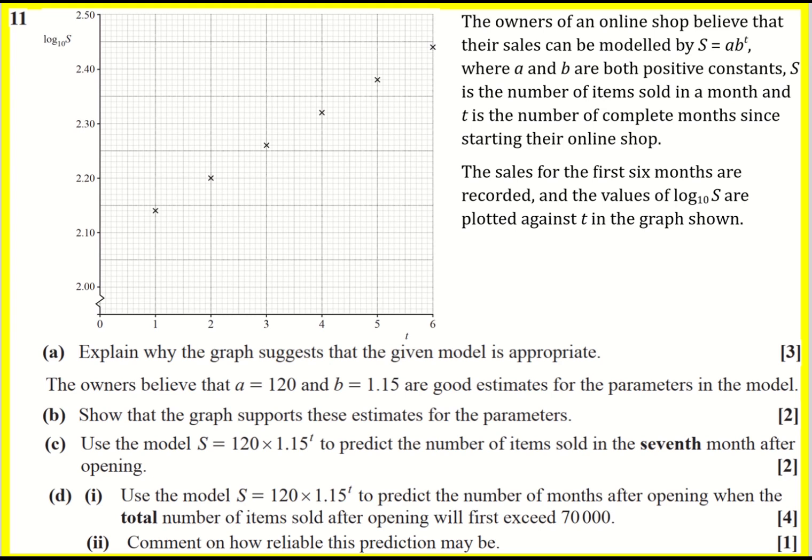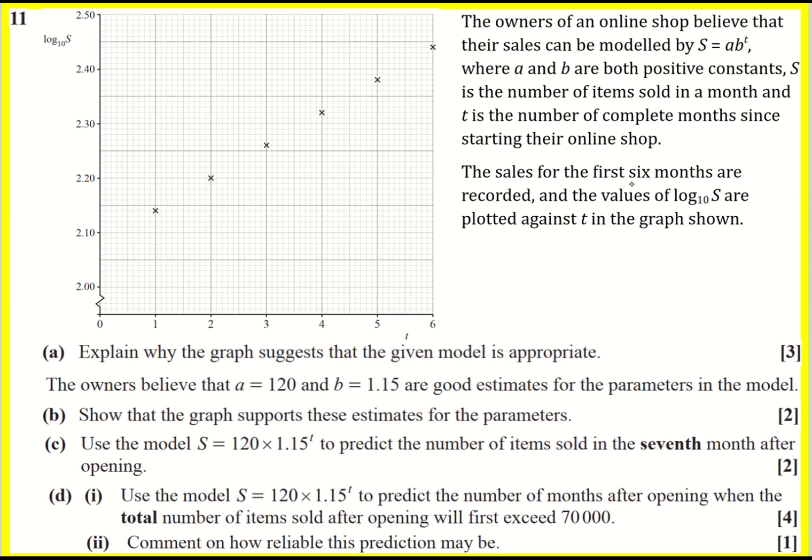I found this a little bit confusing when I read it, but it's saying that, for example, if T is 1, we've had one complete month. S is the number sold in that first month. When T is 5, we've had 5 complete months. S is the number sold in the fifth month. I feel like it could have said that a little bit more clearly, but hey, that's just my interpretation.